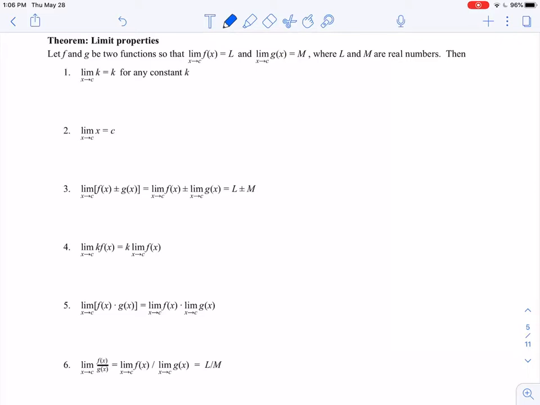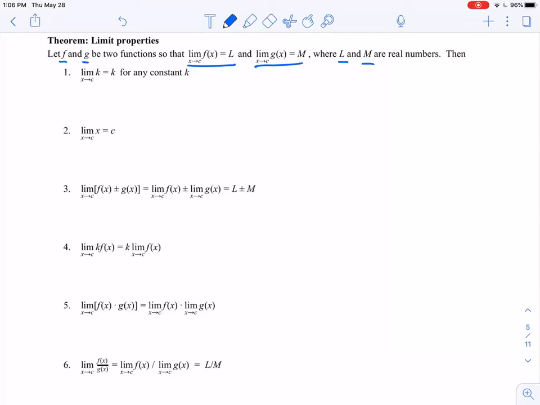And luckily for us, the limit has a lot of really nice properties. It sort of behaves the way you would expect it or the way that you would want it to. So this is really nice for us. So we're going to have f and g be two functions, and we're just saying that the limit as x approaches c of f of x is equal to L, and the limit as x approaches c of g of x is equal to m, where L and m are two real numbers. Maybe they're the same, maybe they're not.